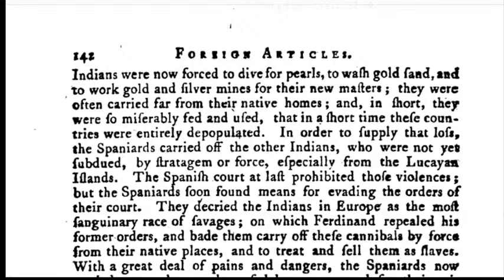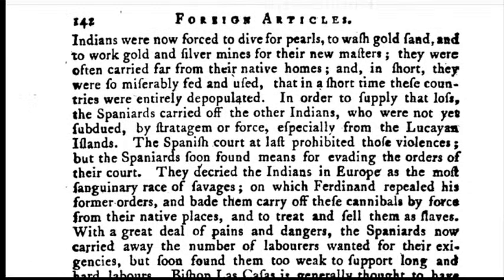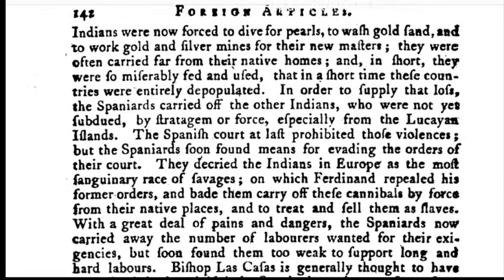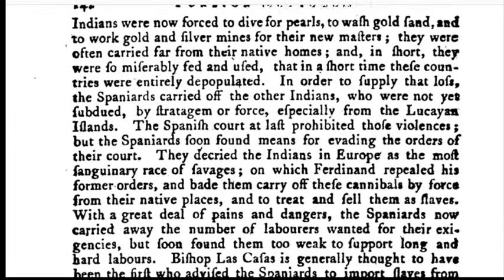The Spanish court at last prohibited those violences, but the Spaniards soon found means for evading the orders of their court. They decried the Indians in Europe as the most sanguinary race of savages. See, they invented some stuff in which Ferdinand repealed his former orders and bade them carry off these cannibals by force from their native places and to treat them and sell them as slaves. So some Indians got sold as slaves too.